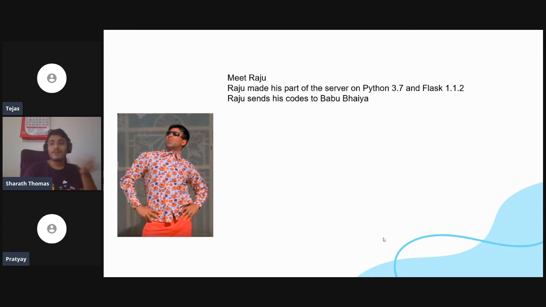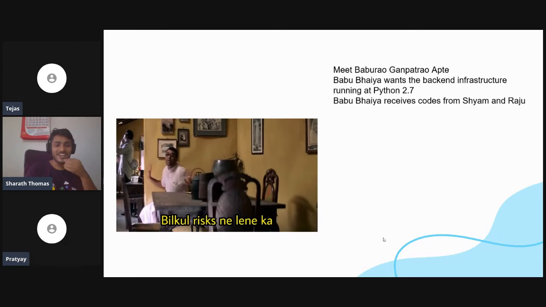And now meet Babuya. He is very strict about having his infrastructure running on Python 2.7. It isn't on Python 3. Now Babuya receives the code from Shyam and Raju. One is Python 3.6, the other is Python 3.7, and both have different frameworks and different versions of the libraries. Now, if he has to run the whole code together, how does he do that?